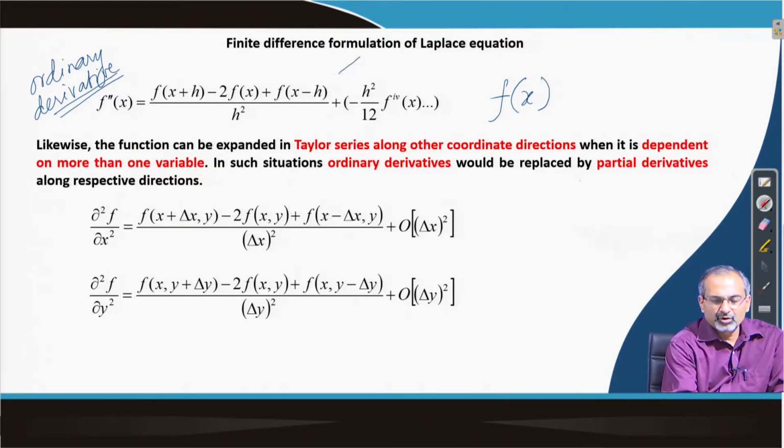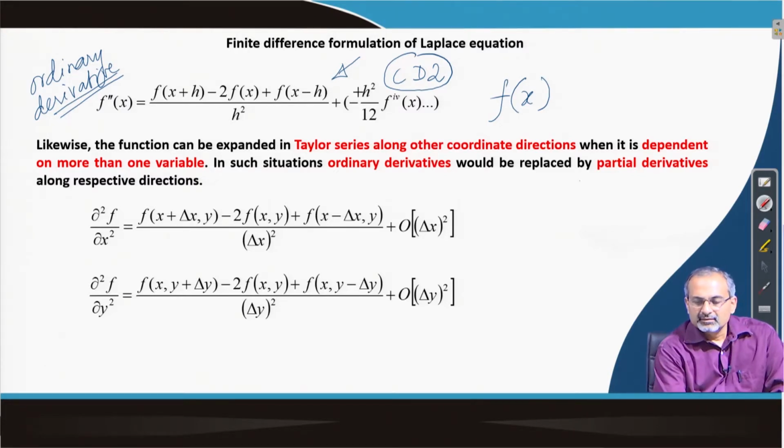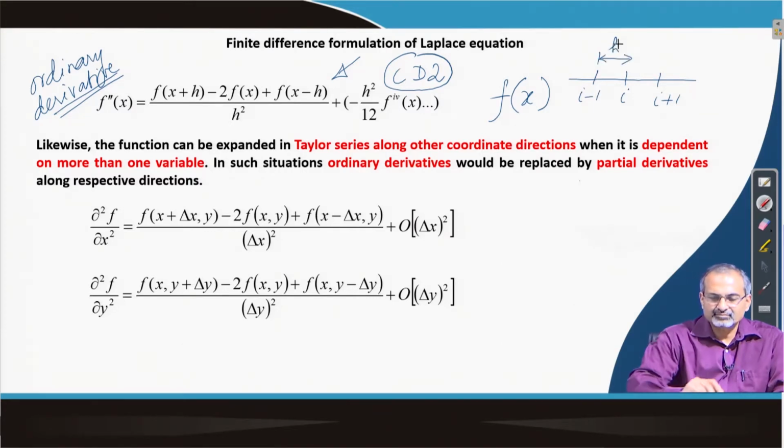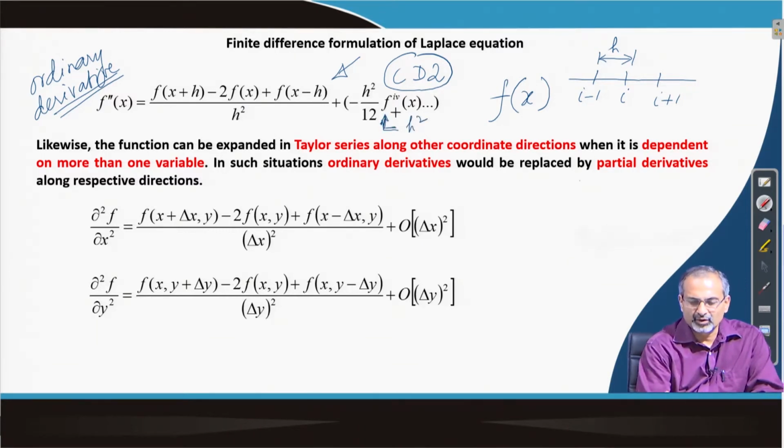And this is a formula that we had derived, which can be stated as a CD2 formula for second derivative, because it has a stencil which looks like this, centered around the point i, and it has the leading error term h squared, which means it gives you second order accuracy.